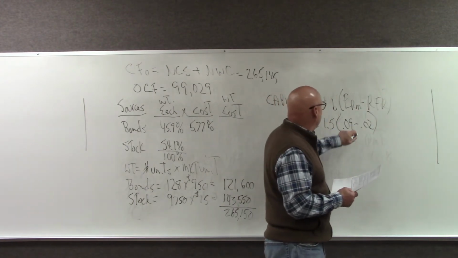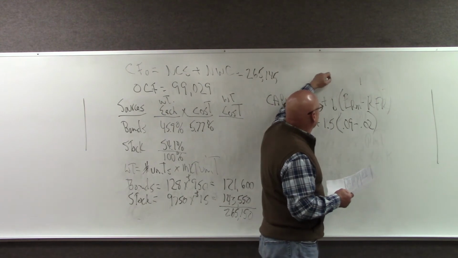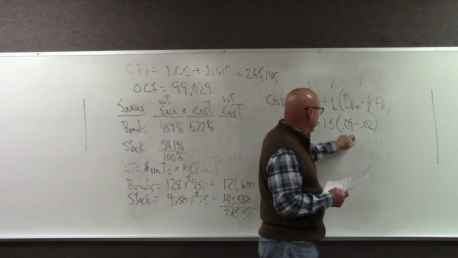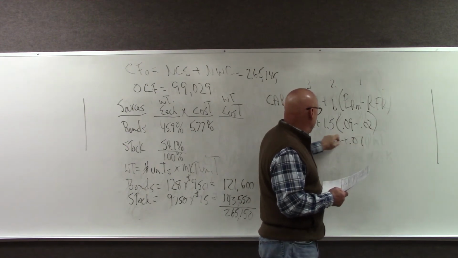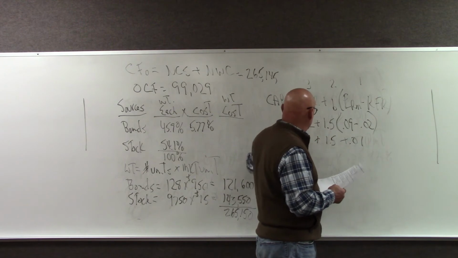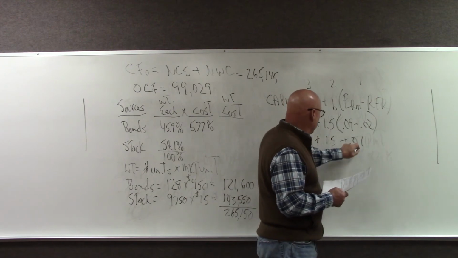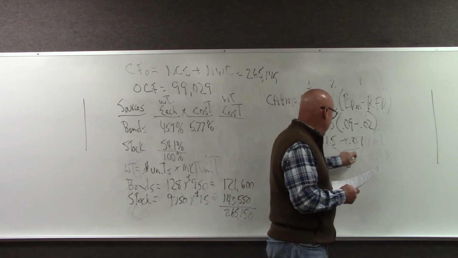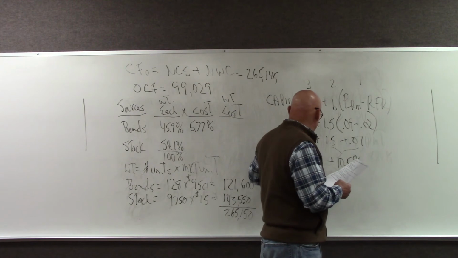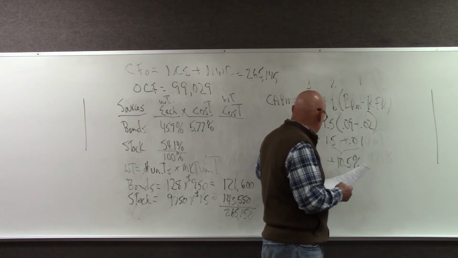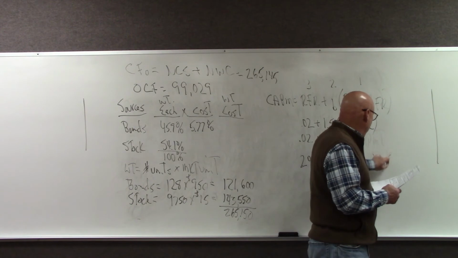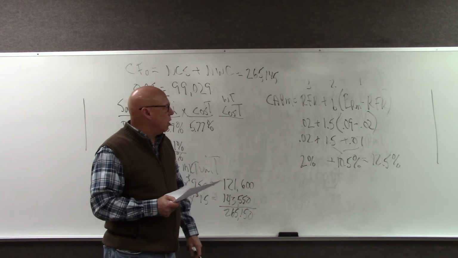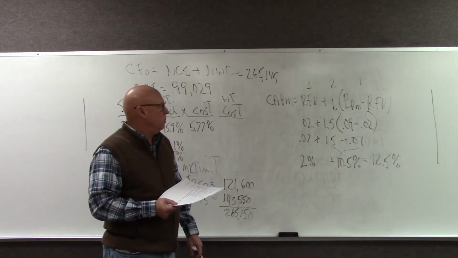So we're going to do this first, this second, and this third. So 0.09 minus 0.02 is 0.07 times 1.5 plus 0.02. So we're going to do this second, and we got 1.5 times 0.07 is 10.5% plus 2%, and that's equal to 12.5%. And that is the cost of equity using the CAPM.